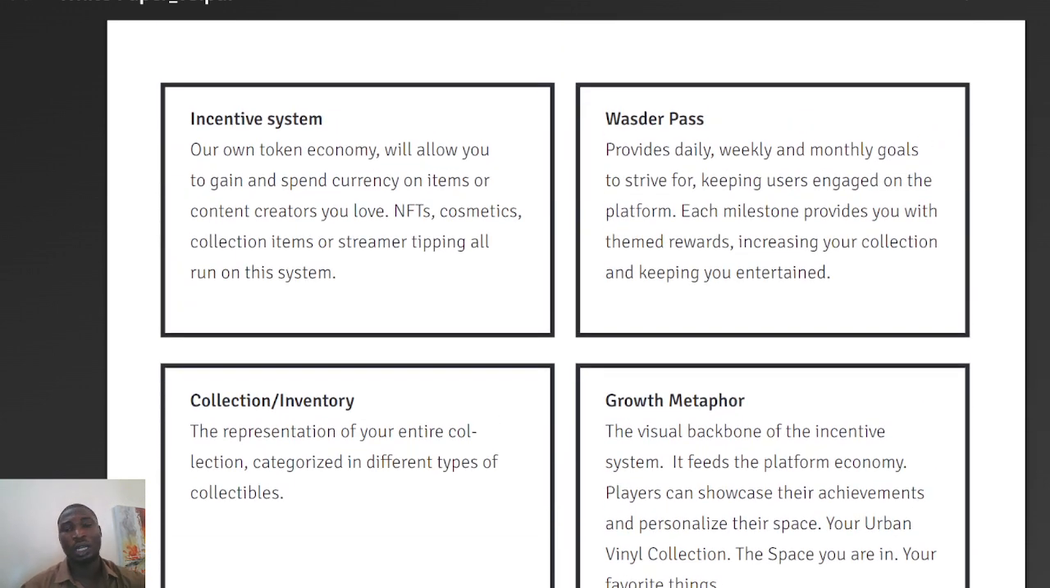So all these are important points that we need to consider when trying to explain what this token is really all about. What does it do in the market space? All these are important points to take note of when talking about this token.